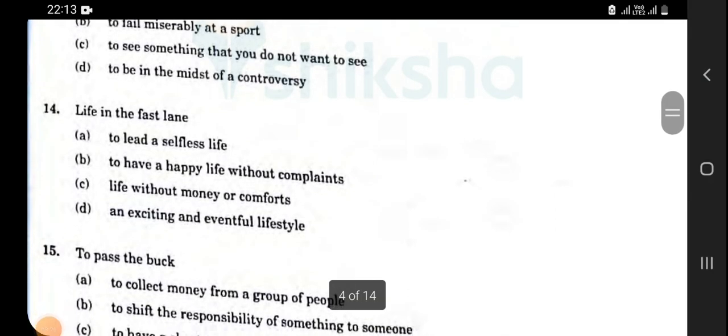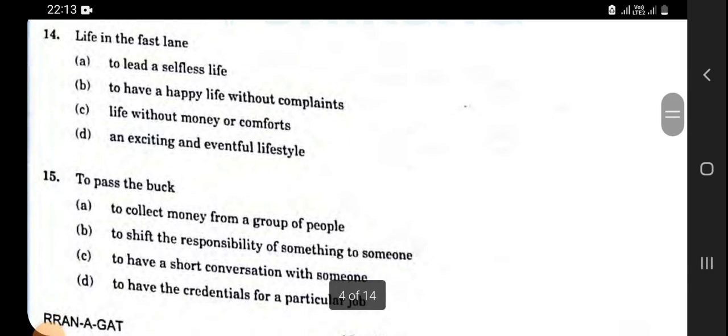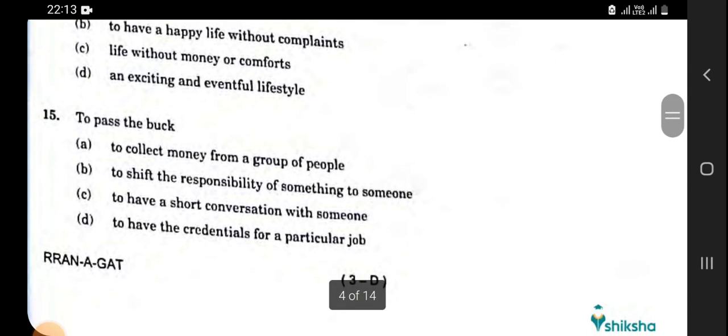Then next we have question number 14. Life in the fast lane. It shows that option D is more accurate: an exciting and eventful lifestyle. 15. To pass the buck. When you are passing the buck, you know what a buck is. To pass the buck stands for to shift the responsibility of something to someone.